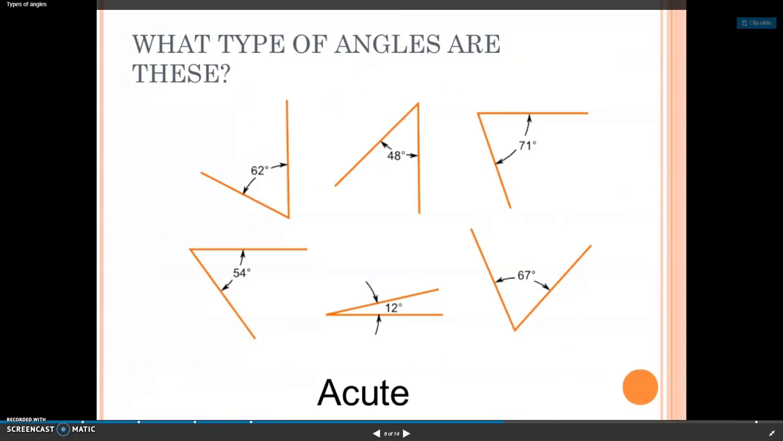Okay, so here's just a couple things. I want you to look at these, and I want you to decide what type of angles these are. It actually wrote it on here. These are all acute angles, so that doesn't really help any, but you can see they're all smaller than 90 degrees. Okay, so those are going to be acute.